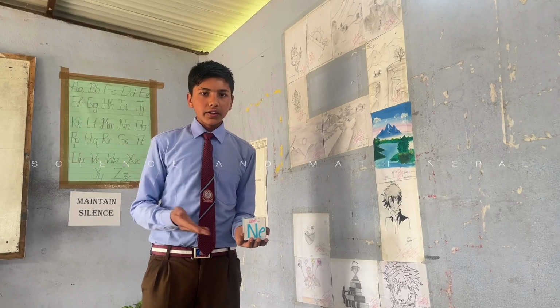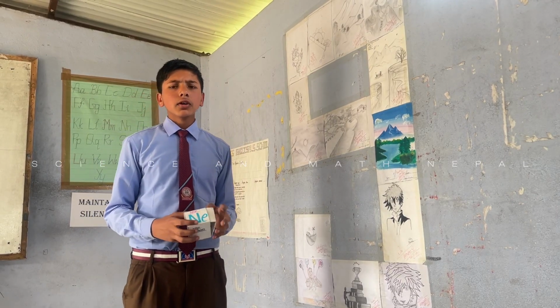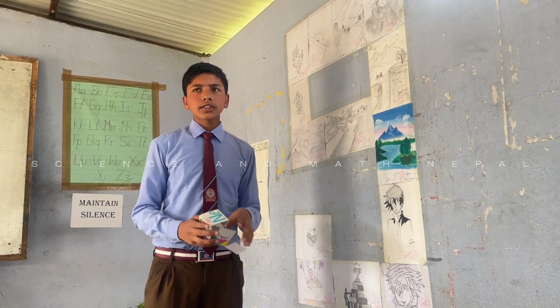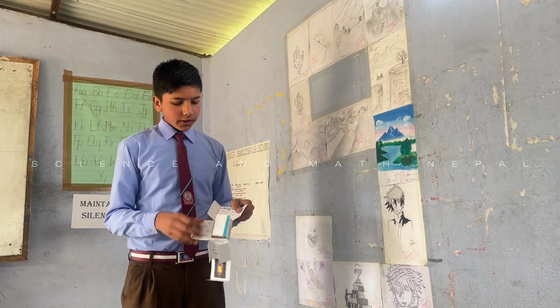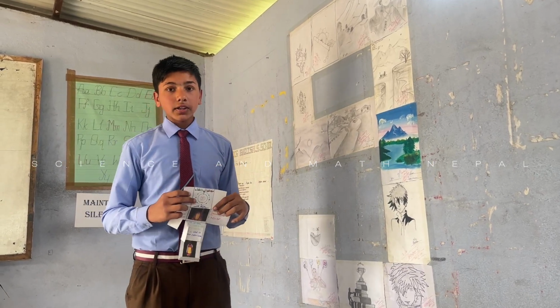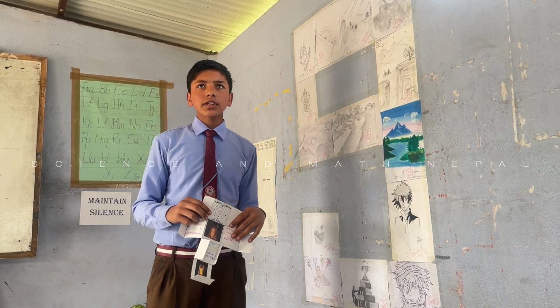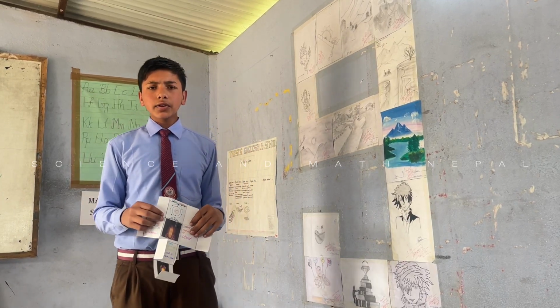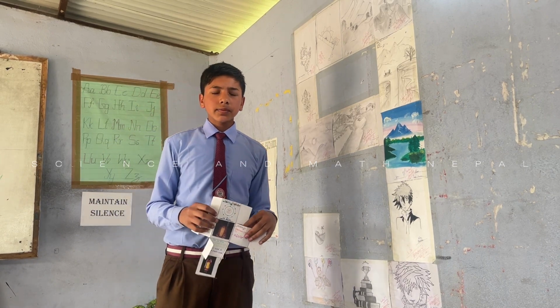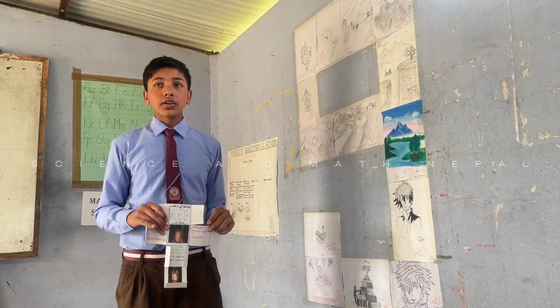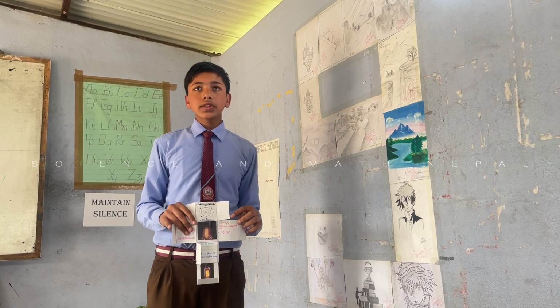Neon is the 10th element of the modern periodic table. Its valency is 0. Here you can see the atomic structure of neon. The number of electrons in neon is 10, the number of protons is 10, and the number of neutrons is also 10. Its atomic number is 10, the electronic configuration is 1s2, 2s2, 2p6.